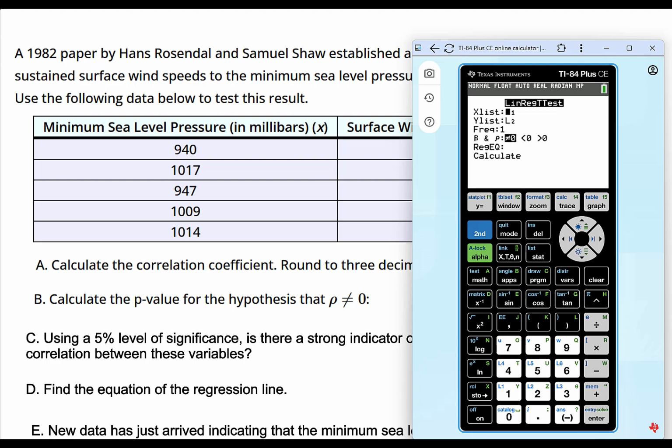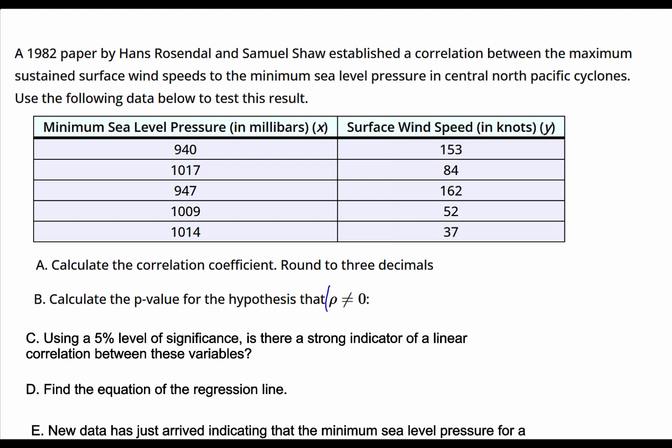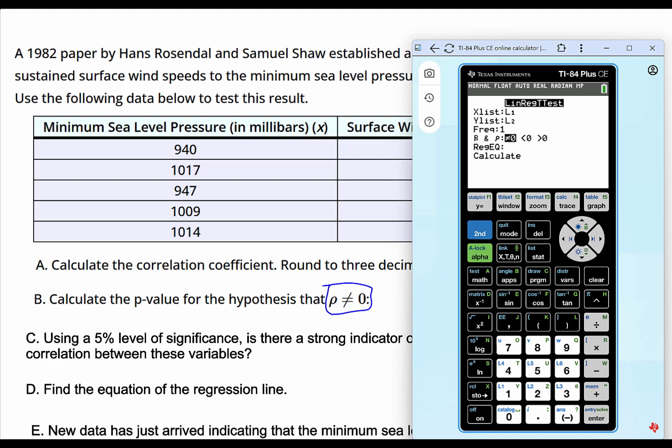And it will give you basically all the values for A through E here. So just make sure your X data is in L1, your Y data is in L2, and you're doing a hypothesis test where the alternative hypothesis is not equal to 0. So it's a two-tailed test. And that's always going to be the case. So you can even see right here it says to use a not equal to 0. All right, so let's run this.